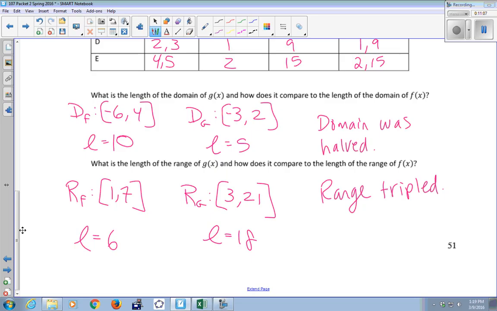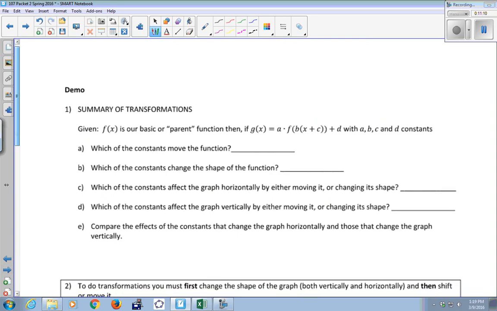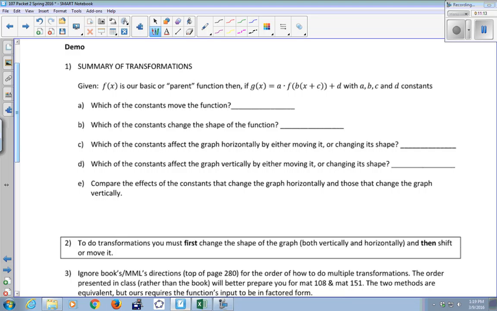Okay, so let's summarize our 2 days of transformations now. Summary of all our rules. So if f of x is our basic or our parent function, there are 4 transformations I can do. I've just put in generic letters A, B, C, and D here instead of numbers. So you can have A times f of B times x plus C, plus D. Which of the constants A, B, C, and D move the function around, shift it in the plane? C and D. Addition or subtraction moves the thing around in the plane. So that would be C and D.